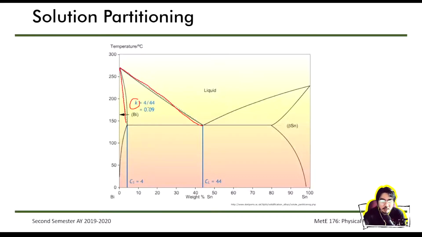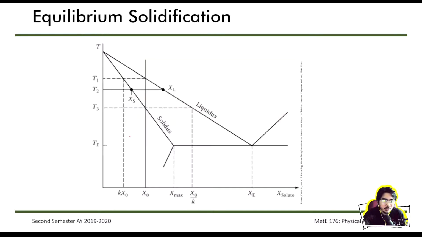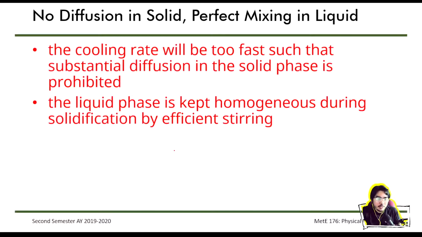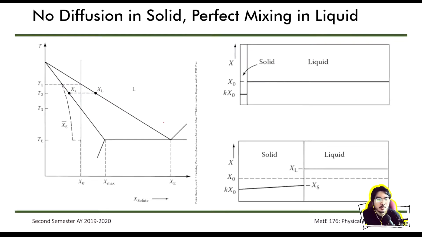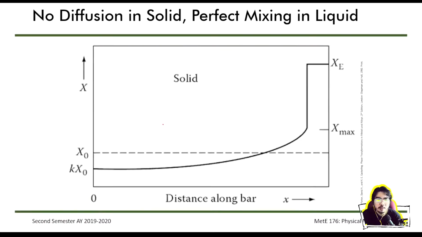is in this case 4/44, because if you take the endpoints here at the end, the concentration of the solid is 4 and the concentration of the liquid is 44. Okay? So 4/44 gives us 0.09. That is our partition coefficient. Okay? So again, this is an idealized phase diagram wherein we have straight liquidus and solidus lines. Okay? So let's first imagine that we have no diffusion in the solid. Sorry, let's first imagine perfect mixing, or homogeneous.